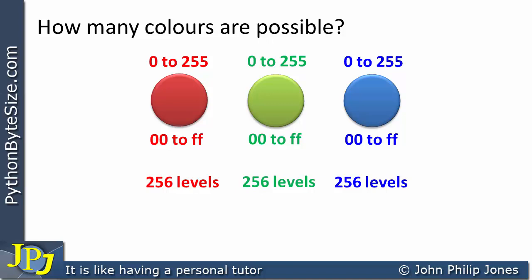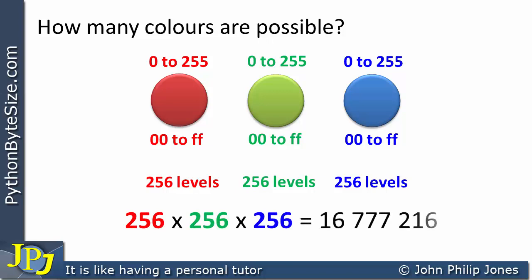So we could have 1 for red, 1 for green, and 255 for blue, and that will give us a particular colour. Now, how many different combinations are there for all of these different possible colours of red, green and blue? Well, what you do, you take how many levels there are, multiply them together, and you get 16,777,216 possible colours. Now, that's a lot of colours.